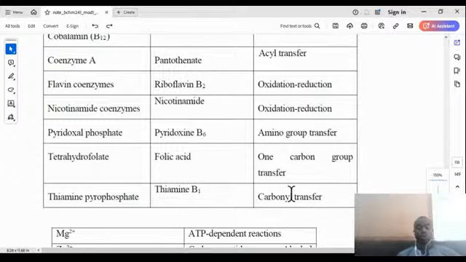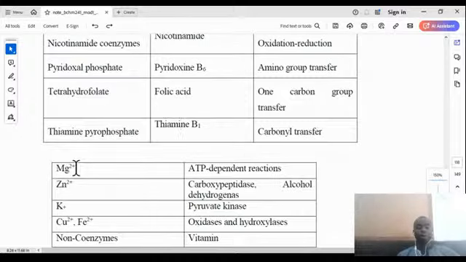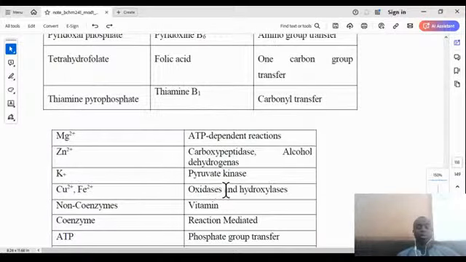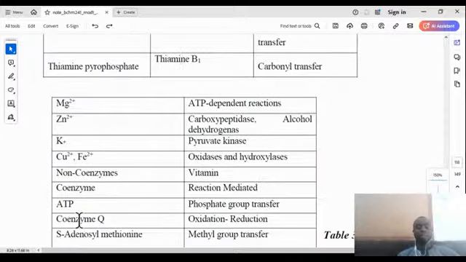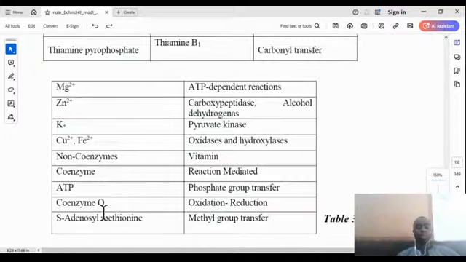We have also metal ions here. Magnesium ion is in ATP dependent reactions, zinc ion in carboxypeptidase and alcohol dehydrogenases, and iron in oxidases and hydrolysis. For non-vitamin coenzymes, we have ATP, which mediates phosphate group transfer, and coenzyme Q, oxidation reduction, and so on.